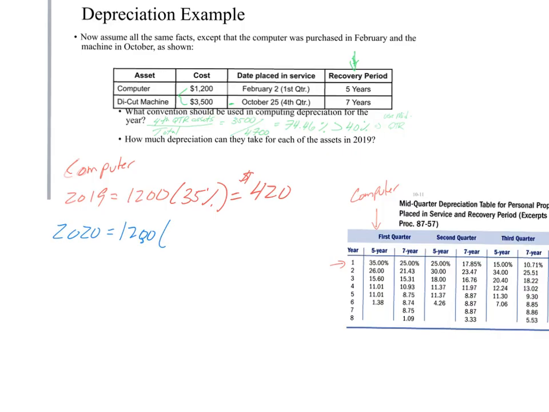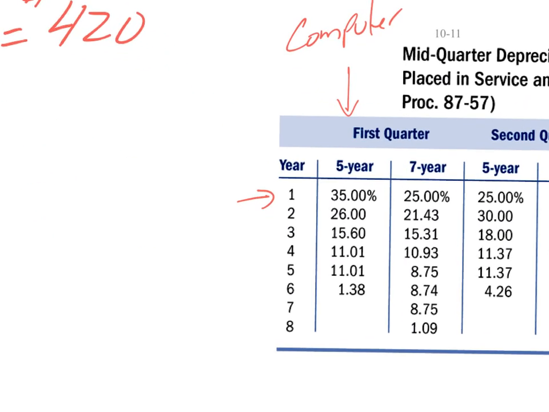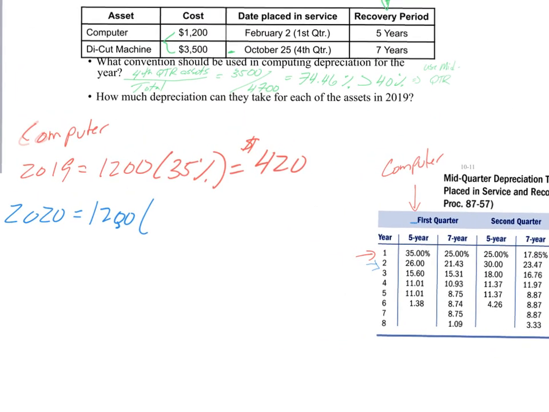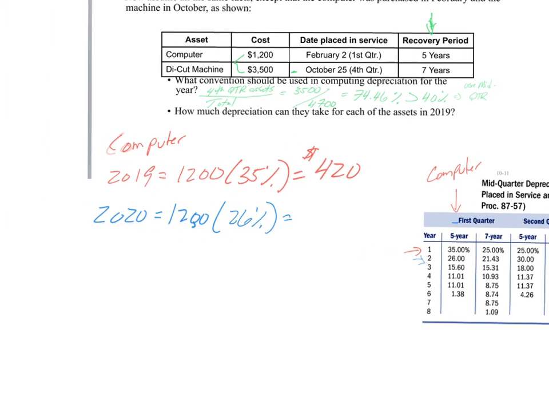So now let's do 2020. And we start out the same way, but now we have to find our percent, all right? And it's still 5-year property, and it was still placed in service in the first quarter. So now we just go down and look at the next row, and that percentage is 26%.